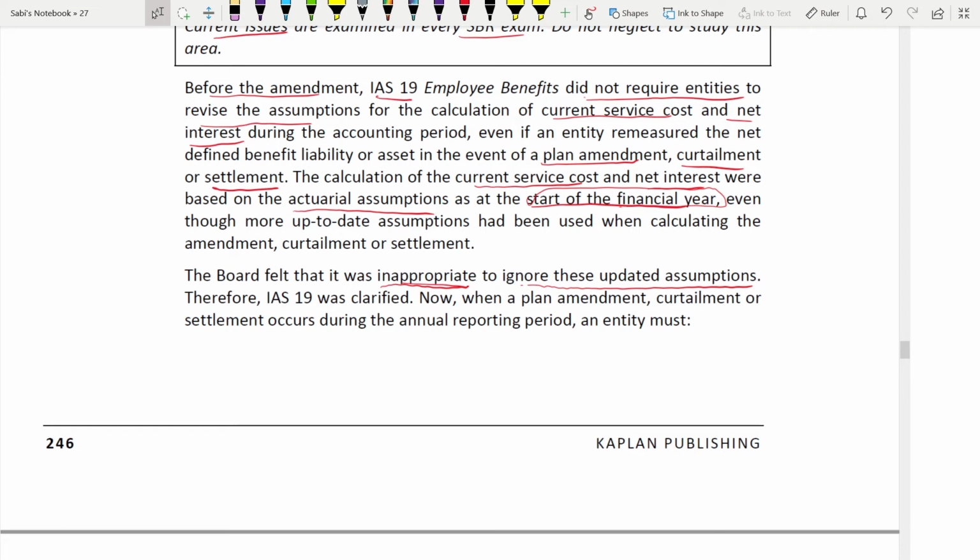Right? Because they felt that it was inappropriate that earlier they were ignoring these updated assumptions. Therefore, now IS 19 was clarified. So now when a plan amendment, curtailment or settlement, you are amending it, you are changing the plan. Curtailment means employees are leaving. Okay, that means current service cost and all will change. Settlement means settling and all. So in these 3 situations, you must revise your assumptions now according to the latest amendment, the latest change. Okay, so now when a plan amendment or settlement occurs during the annual reporting period, an entity must do these things.